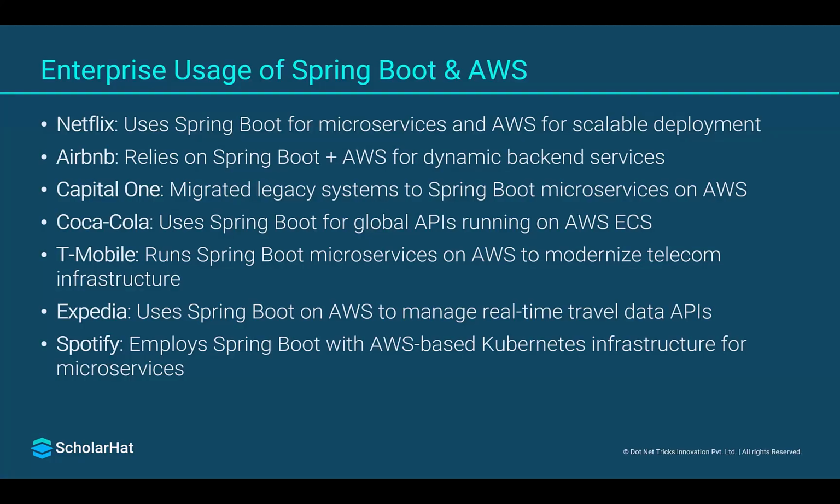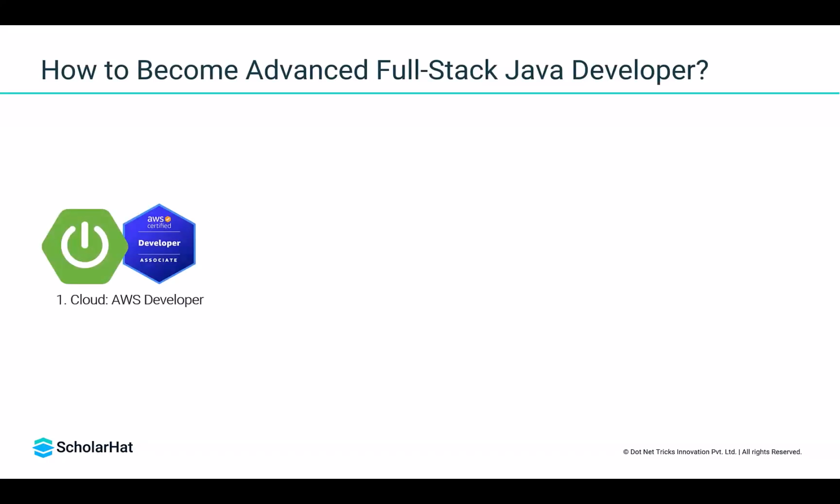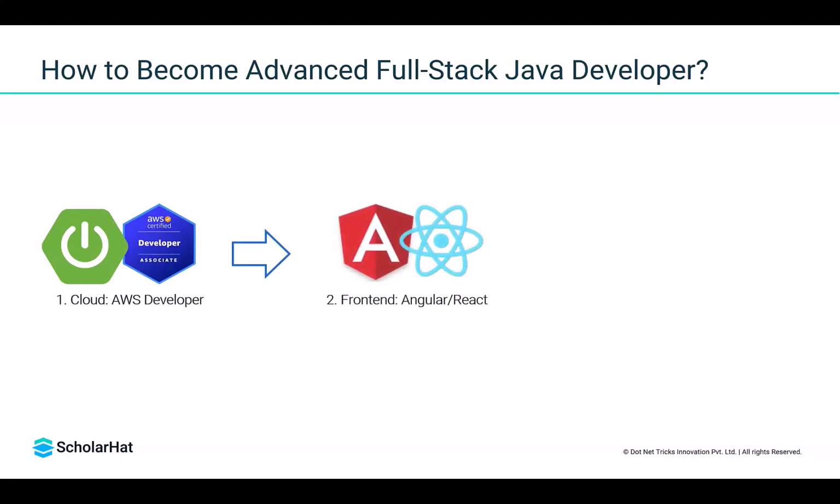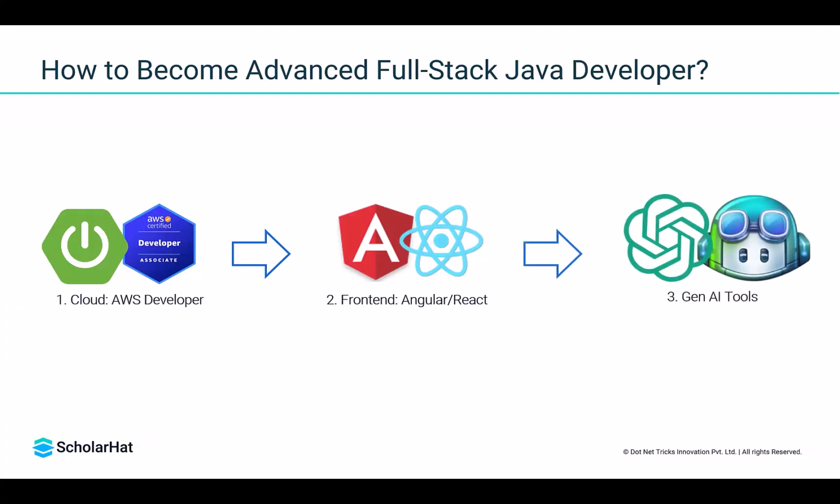Now the question is, how can you become an advanced full stack Java developer? You can become one by mastering the AWS Cloud using Spring Boot, and by mastering front-end technologies using Angular or React. You have to focus on only one. You don't need to learn both of them. Just focus on either Angular or React and master it. And the third one is generative AI tools.